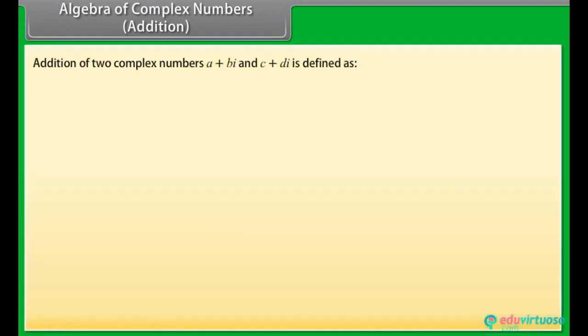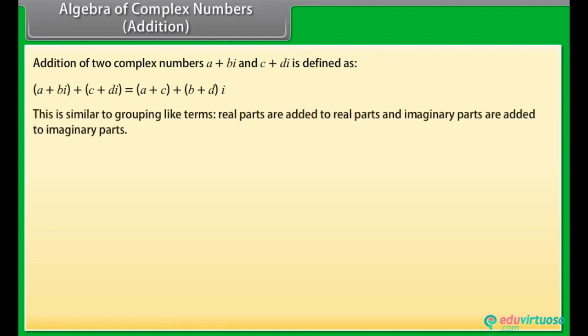Algebra of complex numbers, addition. Addition of two complex numbers, a plus b iota and c plus d iota, is defined as a plus b iota plus c plus d iota is equal to (a plus c) plus (b plus d) iota. This is similar to grouping like terms. Real parts are added to real parts and imaginary parts are added to imaginary parts.